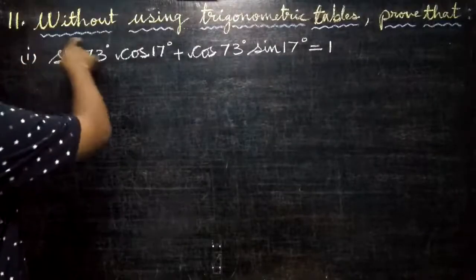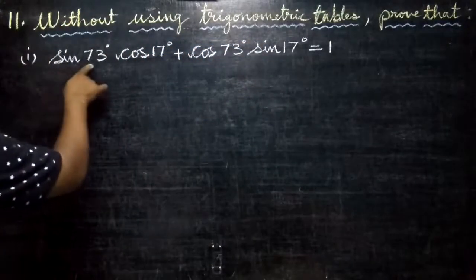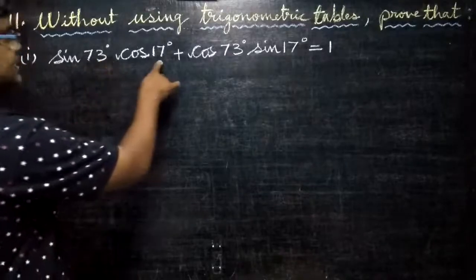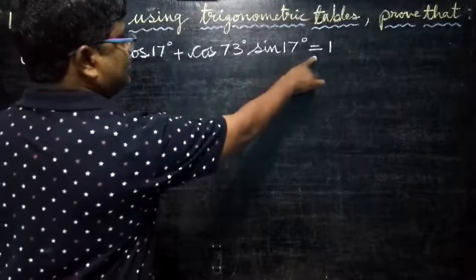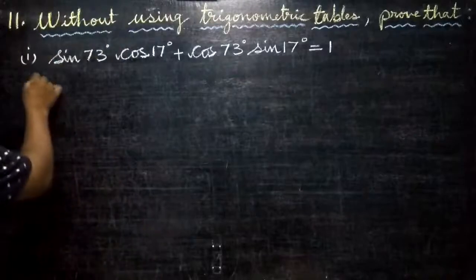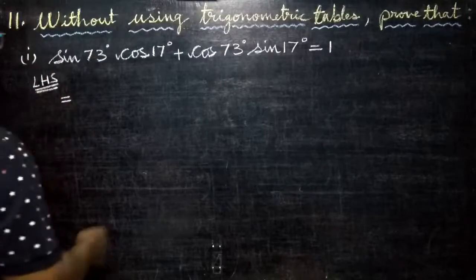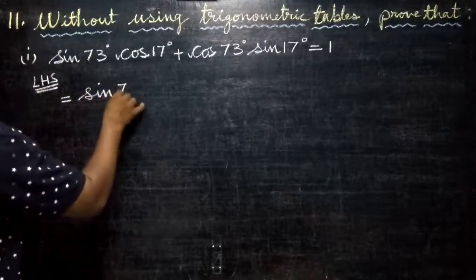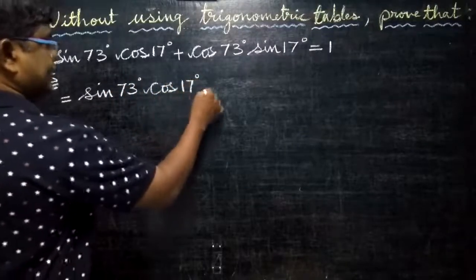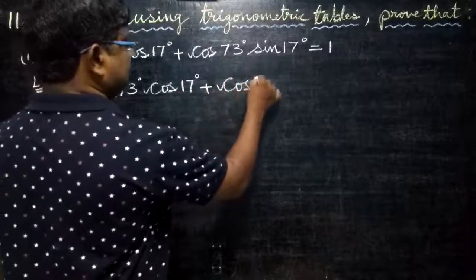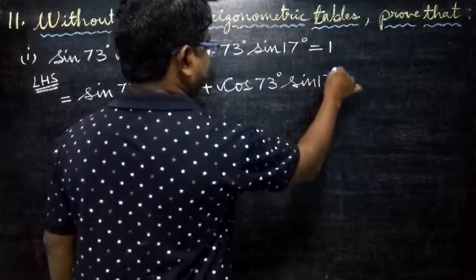Eleventh problem. Without using trigonometrical tables, prove that, first bit, sin 73 degrees into cos 17 degrees plus cos 73 degrees into sin 17 degrees is equal to 1. So take LHS first. Whenever they tell prove that or show that, you have to start with LHS. Sin 73 degrees into cos 17 degrees plus cos 73 degrees into sin 17 degrees.